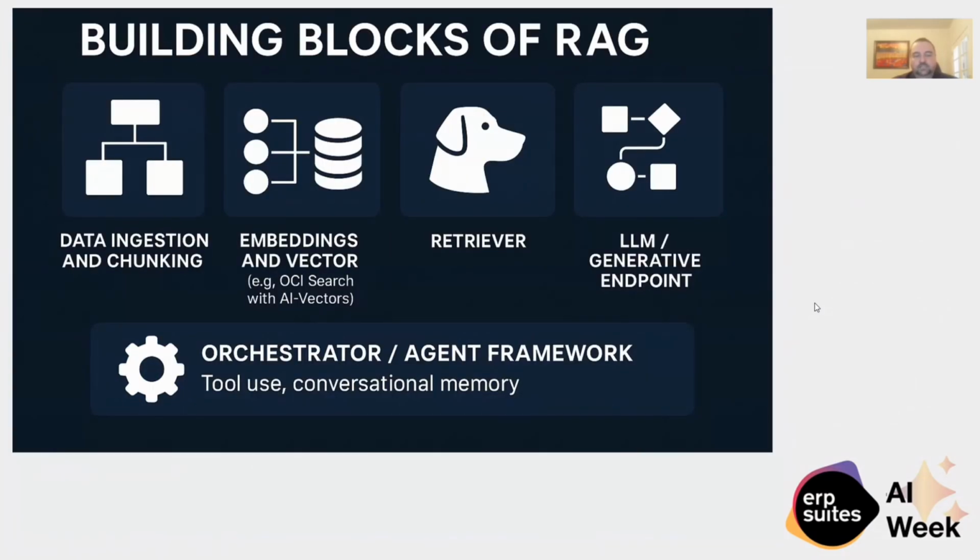So the building blocks of RAG. So the data ingestion and the chunking, embeddings and vectors. So for instance, OCI search with AI vectors in the database. Oracle Database 23 AI has vector database built in. They've got MySQL HeatWave with vector search built in. Then there's the retriever and the LLM generative endpoint. So again, the LLM could be your Cohere or your Meta Llama, or it could be OpenAI if you use an API call out to the public internet for ChatGPT on the back end.